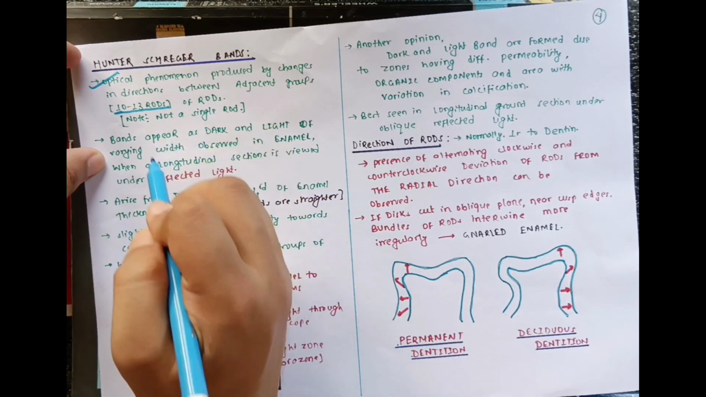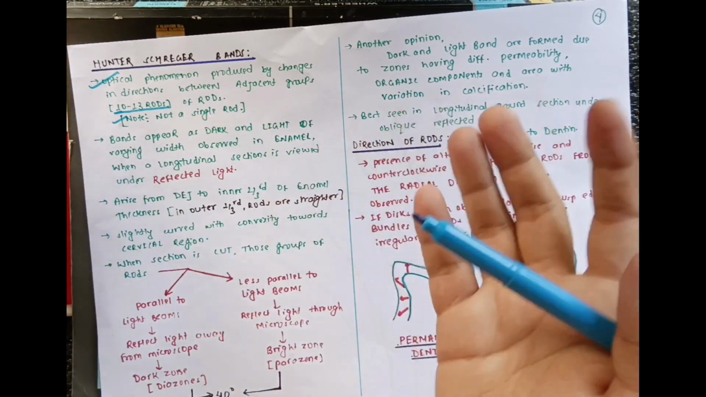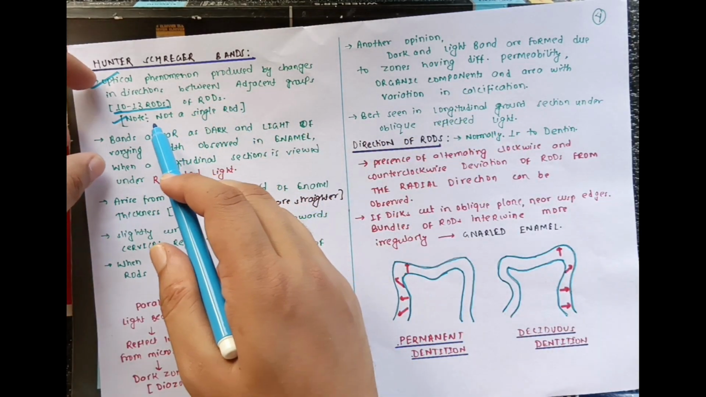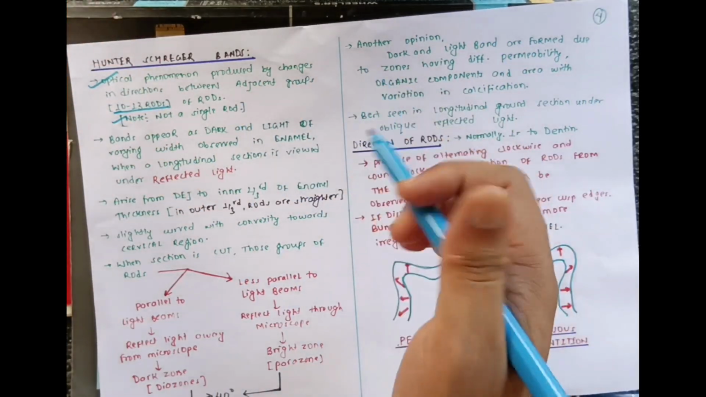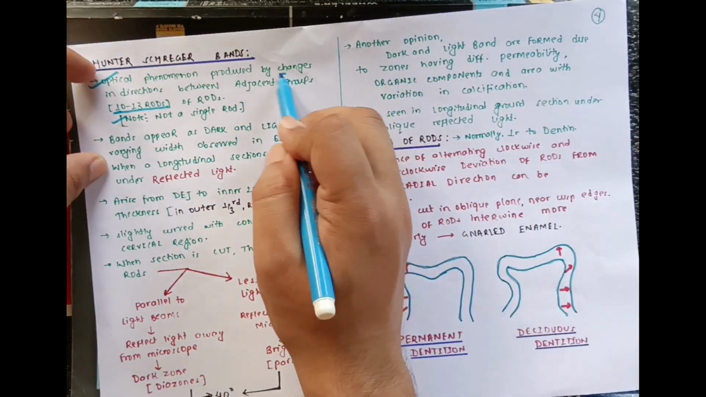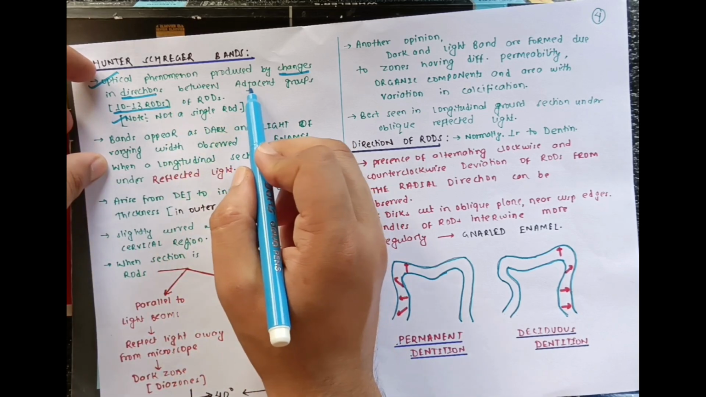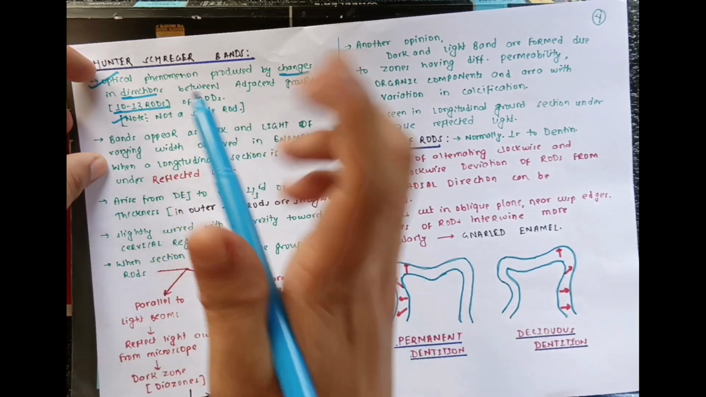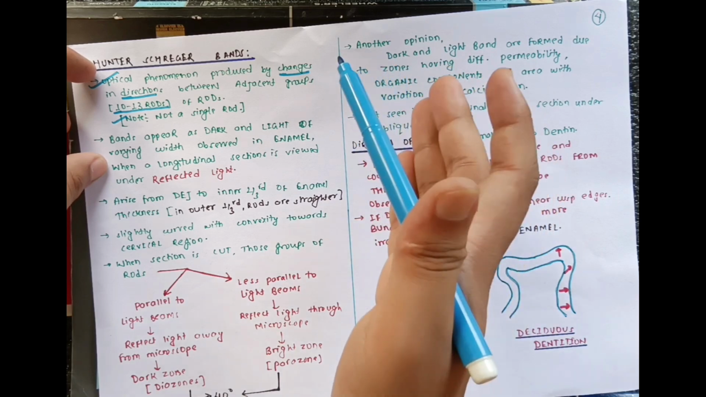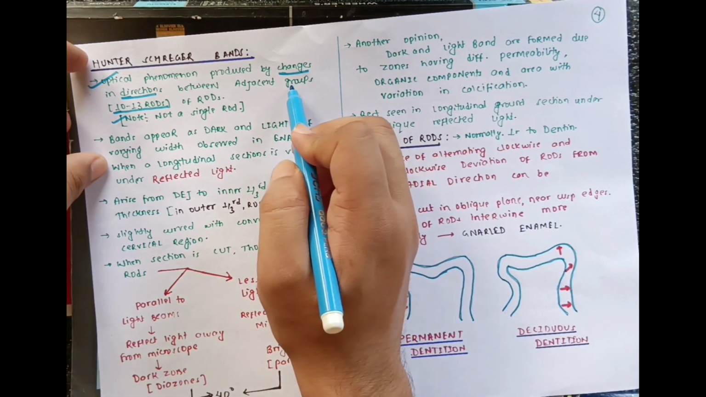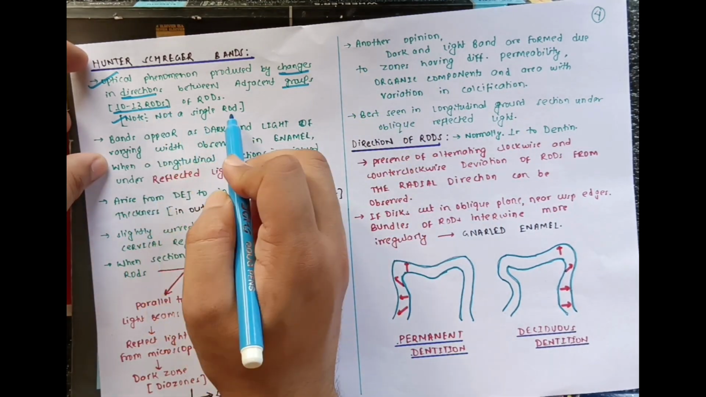Note, you may have confusion here: Hunter-Schreger bands are formed due to the changes in the directions between the adjacent groups of rods, not a single rod. So you should be clear from now onward that there is a presence of groups of rods, not a single rod.